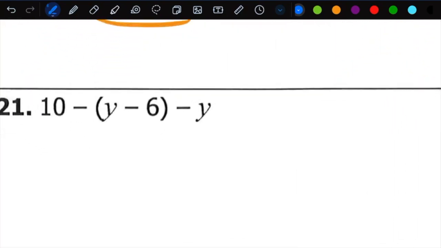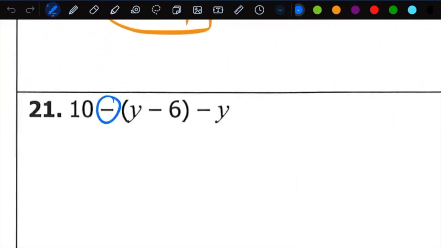Moving on to number 21. Here we have a minus sign before the parenthesis. So just like we did up above, we can change this sign and change the signs in the parenthesis following it to a negative and a positive, the opposite of what they were. Now we do not change this sign because it's not in the parentheses.